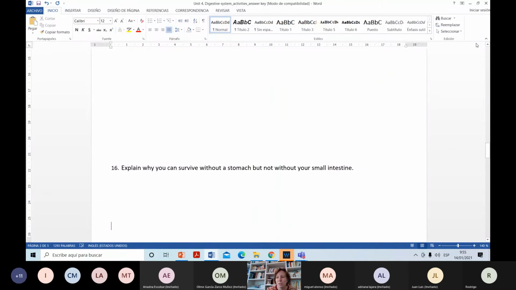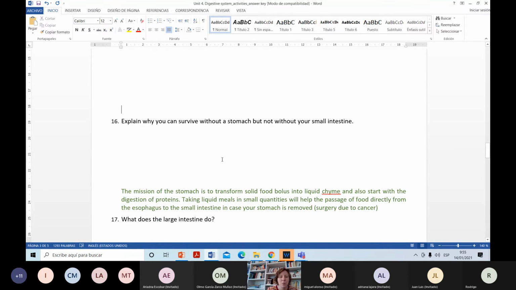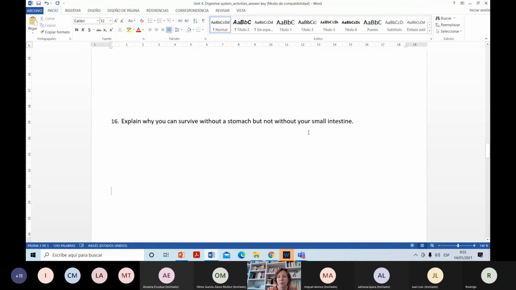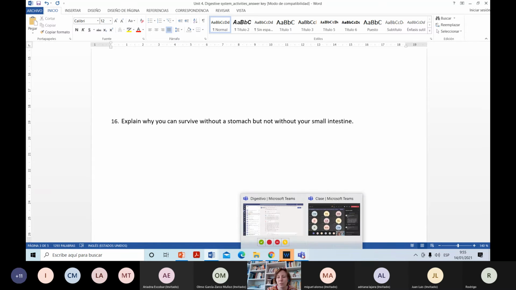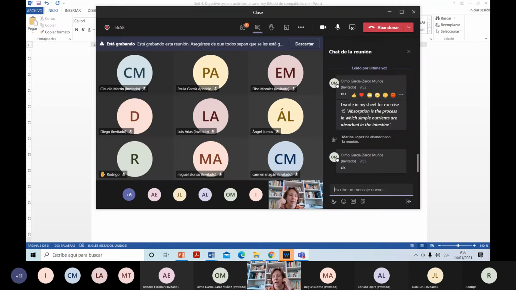We've got an interesting question here, and it is why can you survive without a stomach, but you cannot survive without a small intestine? I said that this is an interesting question because it's good that you know that patients that suffer stomach cancer could receive a surgery and they could survive without stomach, okay?